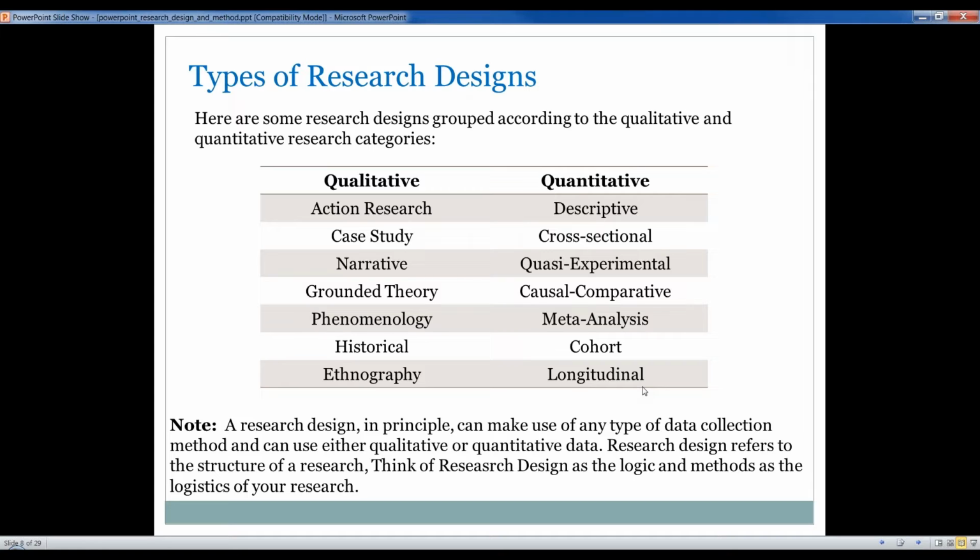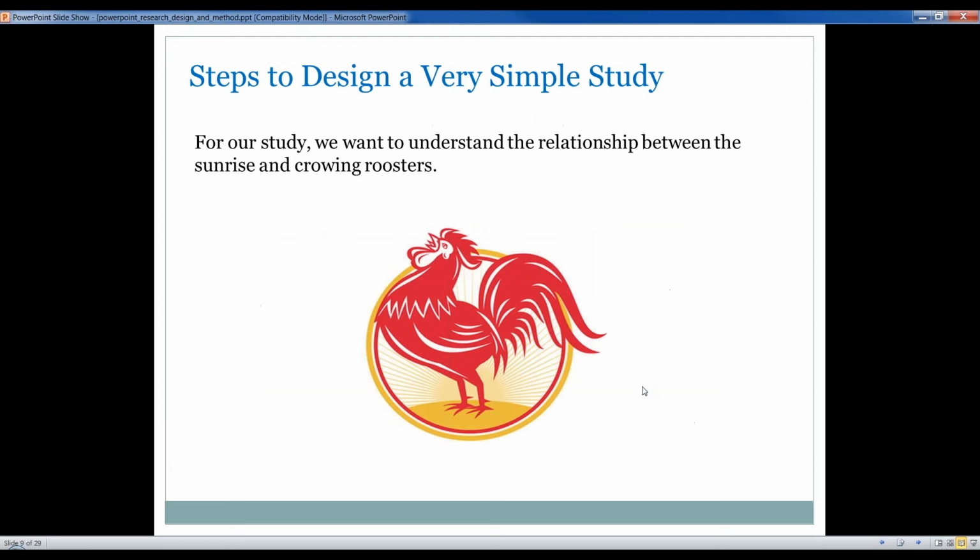I have a note here that a research design in principle can make use of any type of data collection method. So whatever method you want to use, of course, some designs work well with certain methods and you see them more often with certain methods. However, in theory, there really aren't any methods that say you can only use it with a certain design. So again, think of research design as the logic and methods as the logistics, right? Your tools and how you're going to do it.